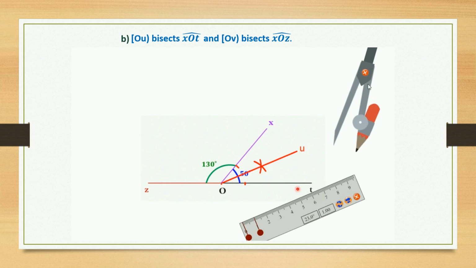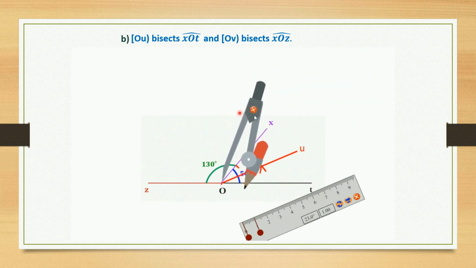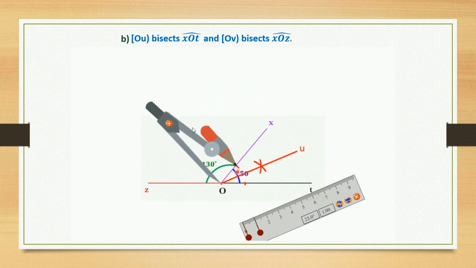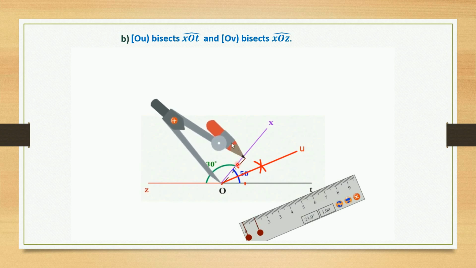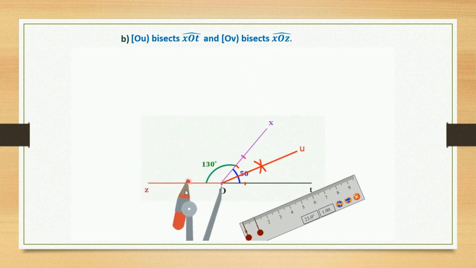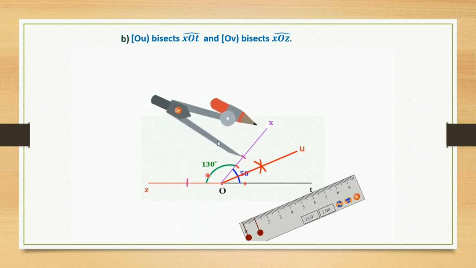bisector of XOT. Now to draw OV, bisector of XOZ, I do the same steps. Here you don't have to use the same radius. You can open your compass as much as you want. First I draw an arc cutting OX, so the sides of XOZ are OX and OZ. Then I draw an arc that cuts OZ, of course with the same radius.